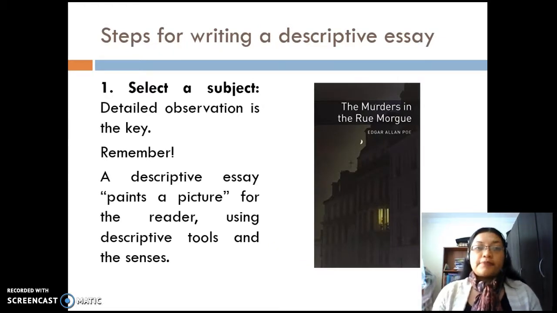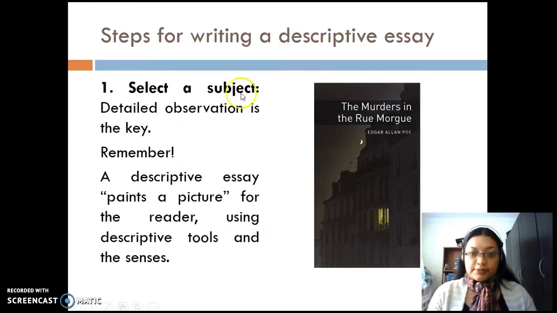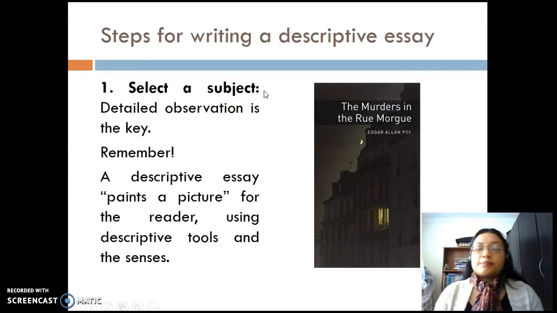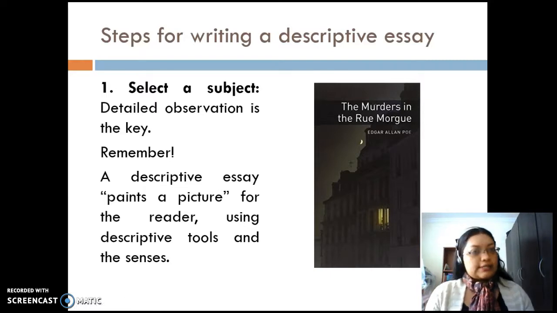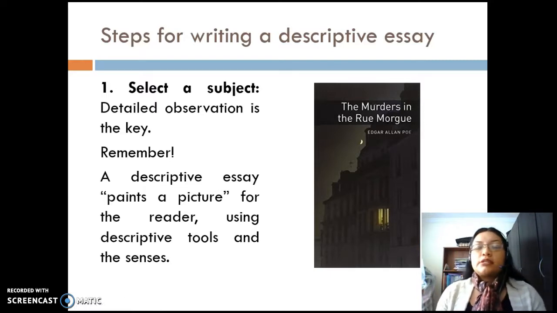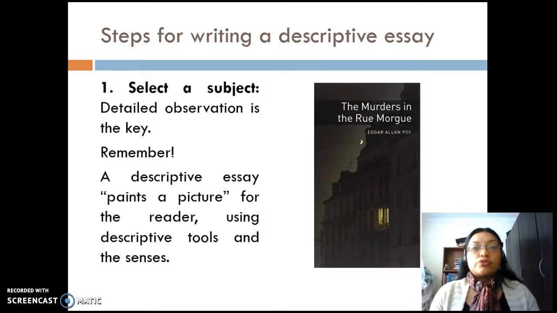So what is the first step? The first one is to select a subject, any subject. For this part, detailed observation is the key. In our specific case, you need to choose whether a person, a situation, a place, or something you would like to describe from our book, The Murders in the Rue Morgue by Edgar Allan Poe. Remember also that a descriptive essay paints a picture for the reader, for the person that is going to read your essay, using of course descriptive tools and the senses.